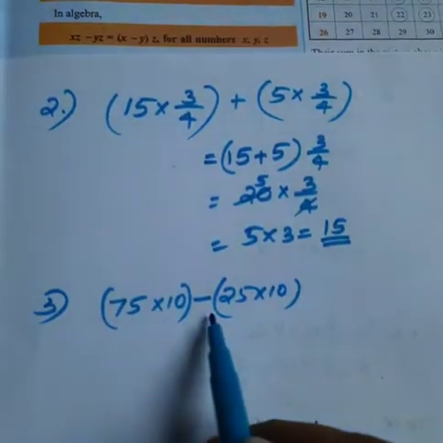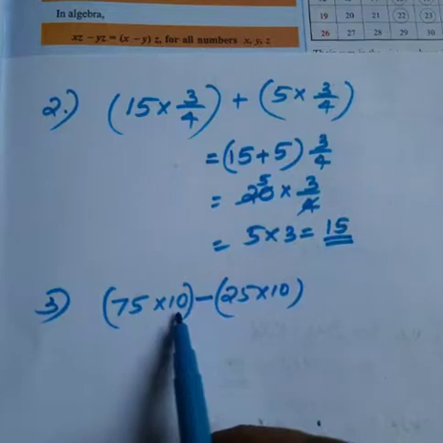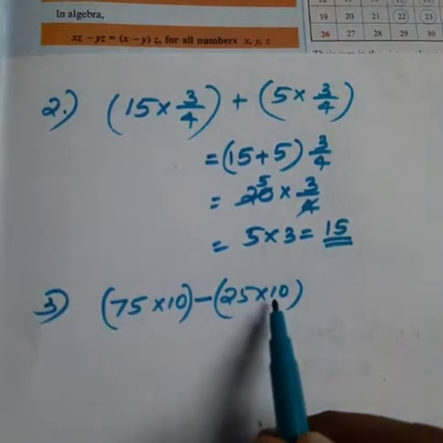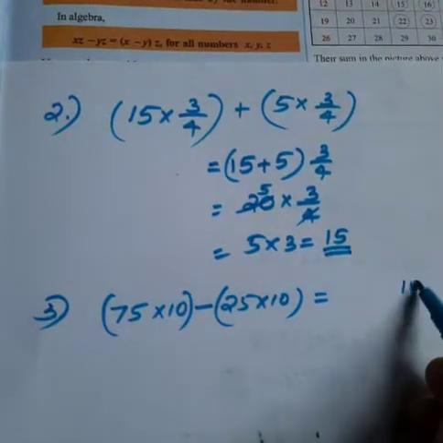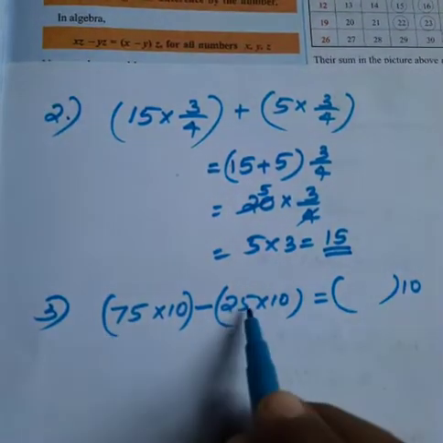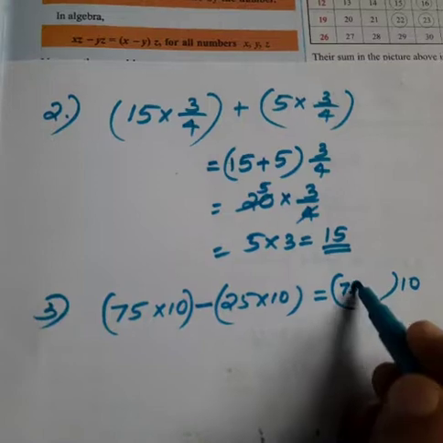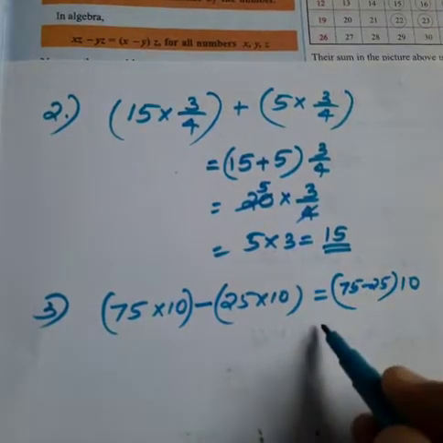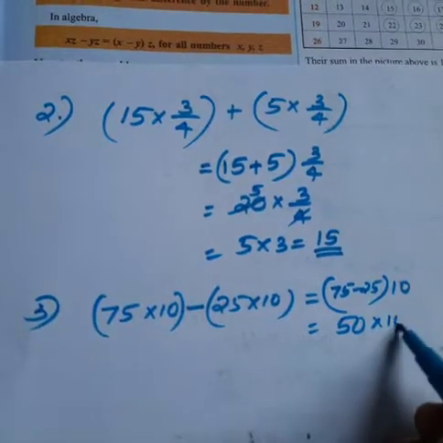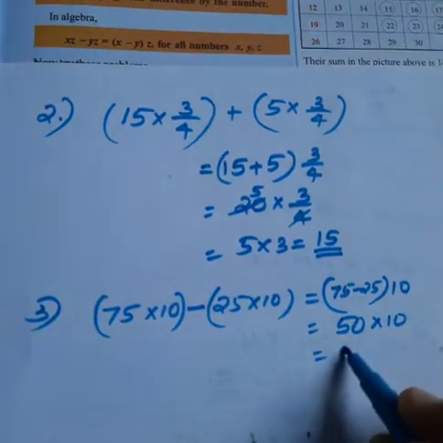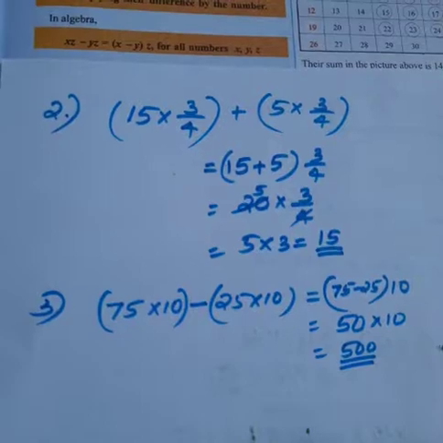See this one, that is subtraction. 75 into 10 minus 25 into 10. What will we do? 10 is common and here subtraction. So it is 75 minus 25. 75 minus 25 is how much? 50. 50 multiplied by 10. So the answer we are getting is 500.